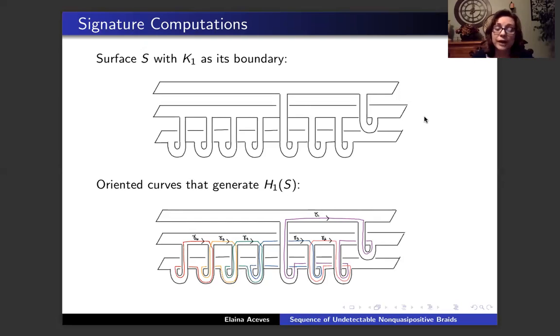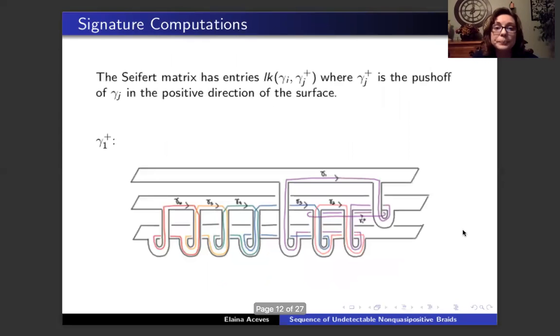Next, we need to find oriented curves that generate the homology. I've chosen gamma 1 through gamma 6, which are depicted down here in this picture. Notice they're all oriented clockwise. And I tried to give each one a different color so that it was easy to differentiate between them. Notice they do overlap on the surface, which is fine. We're going to use that for the linking number calculation next.